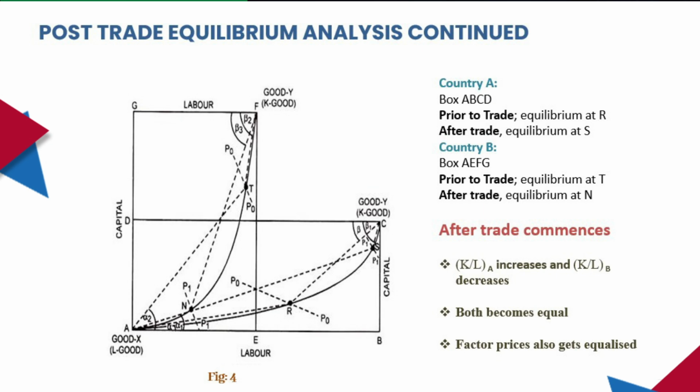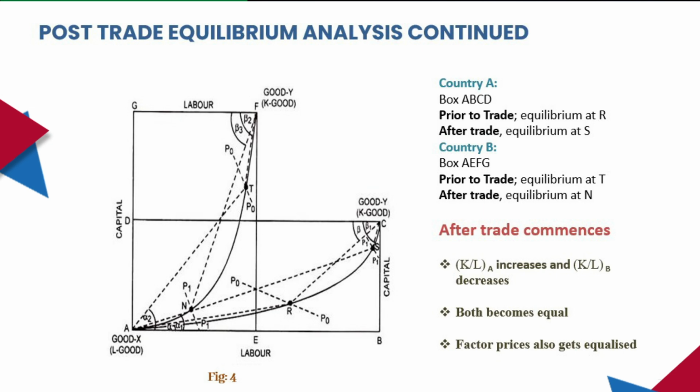Why is it so? Because both the countries will follow that line of production in which they have a comparative advantage. That is, the labor abundant country A will produce and export more of the labor intensive good X, and alternatively country B, which is the capital abundant country, will produce and export the capital intensive good, that is good Y. So after trade commences, what happens?